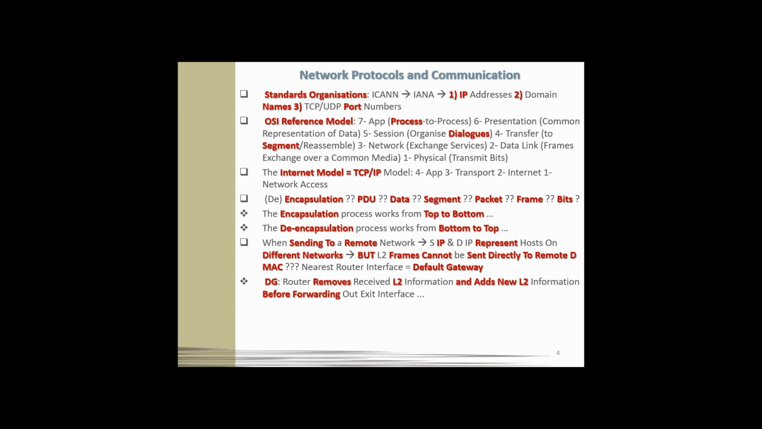But when sending to a remote network, meaning that the source IP address and destination IP address are on different networks and represent hosts on different networks, then that means layer 2 frames cannot be sent directly to the remote destination MAC address. In fact, we don't know the exact destination MAC address if it's not within the local network and it's residing on a remote network. That simply means that we need to use what we know as the default gateway, and that is the nearest router interface, because it's the router's job. Recall that routers allow creation of an internetwork, and now we need the internetwork to travel from the local network to the remote network.